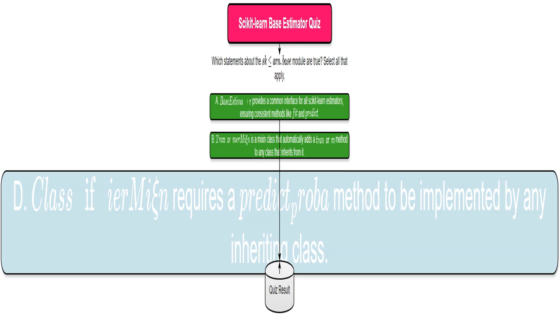I'm asking if you know whether the predict_proba method, which gives class probabilities, is mandatory for classes using this mixin. I will look for understanding that while it's a common practice, it's not strictly required.